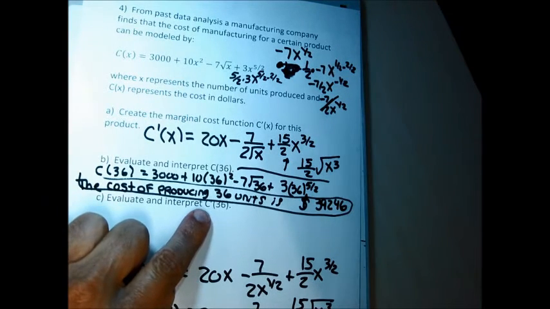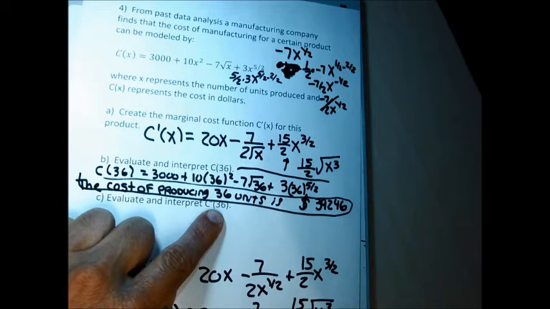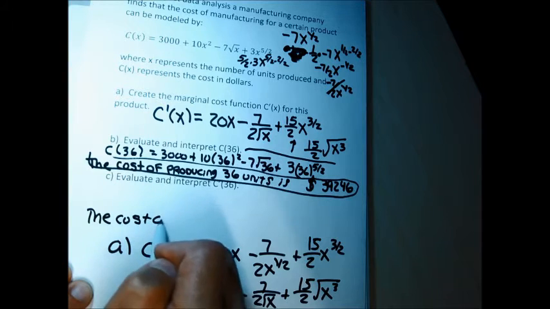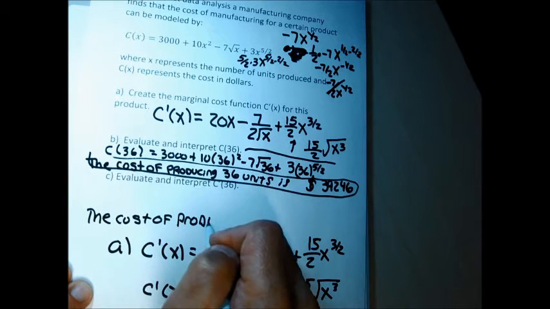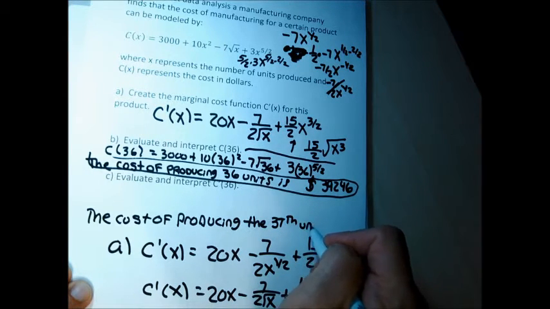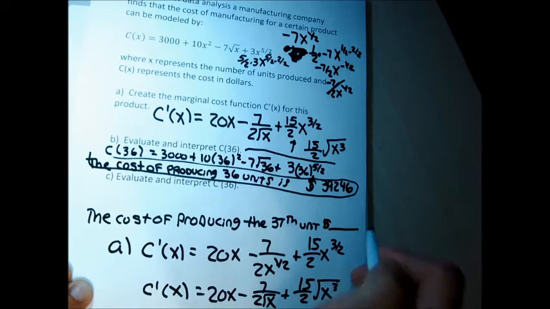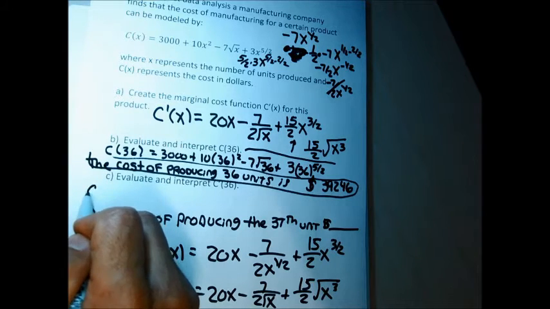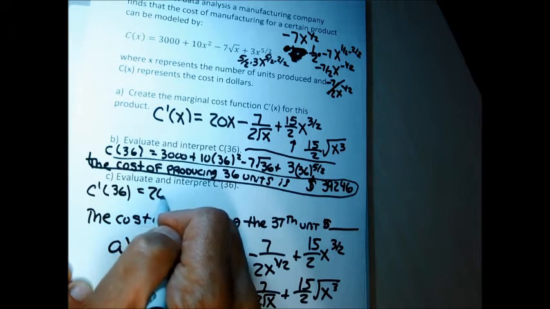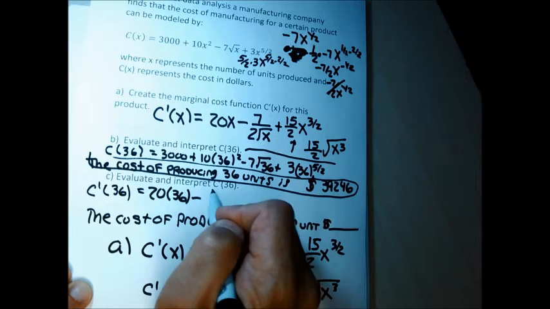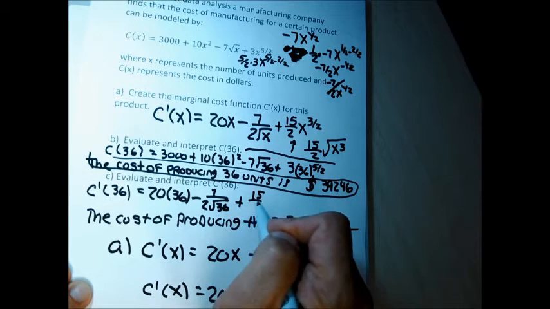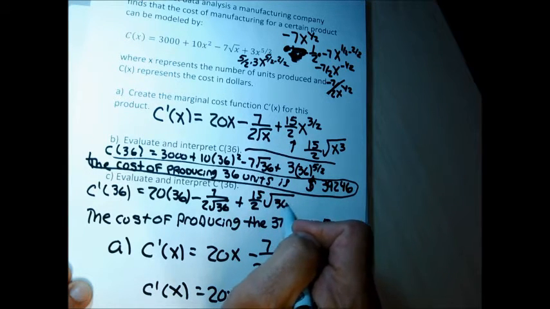For part B, evaluate and interpret C prime of 36. Well, the interpretation is the cost of producing the 37th unit. There are two ways to do it. One way is to go from the main screen and enter C prime of 36 and then use one of these two functions. It's going to be 20 times 36 minus 7 over 2 times the square root of 36 plus 15 over 2 times the square root of 36 cubed.